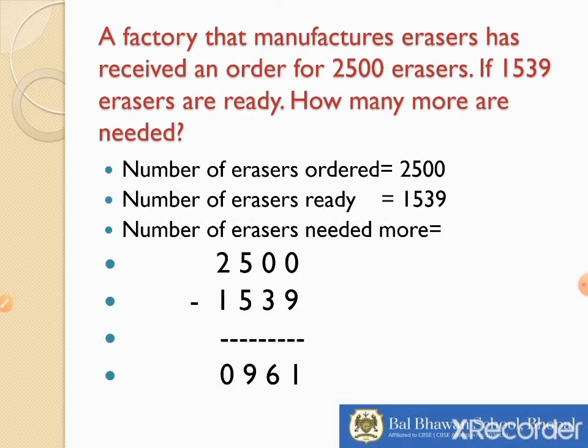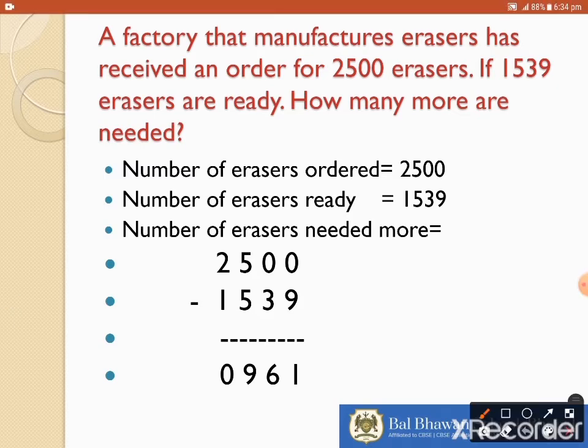Look at the next example. Question is, a factory that manufactures erasers has received an order for 2,500 erasers. If 1,539 erasers are ready, how many more are needed? This question is based on how many more. This is a question which needs the difference between the ordered which is ready and the total number of orders. So for difference, we need to do subtraction.